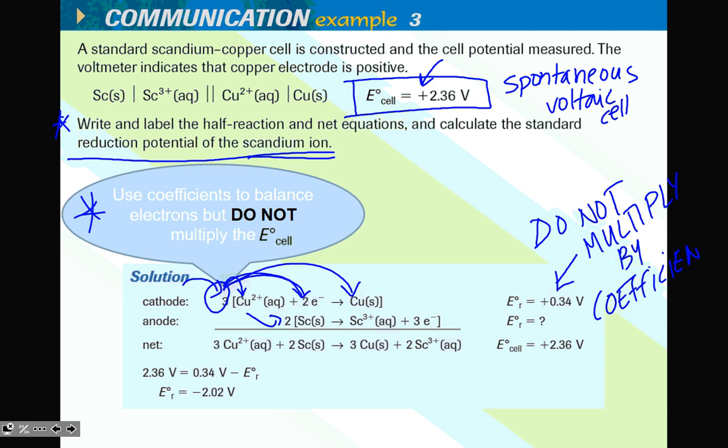Just leave the number on its own. So basically, we know the cell potential, we're just looking for the half reaction of the scandium, okay? So all you have to do is rearrange your formula or use your algebra to get an answer of negative 2.02 volts.